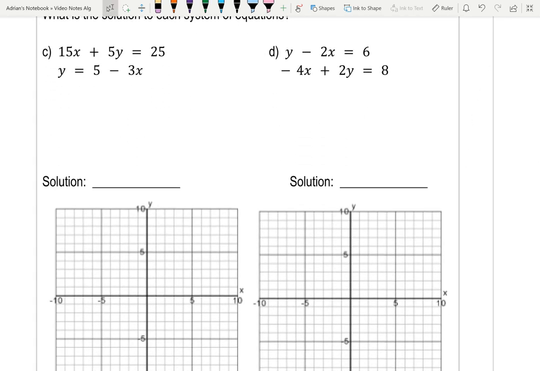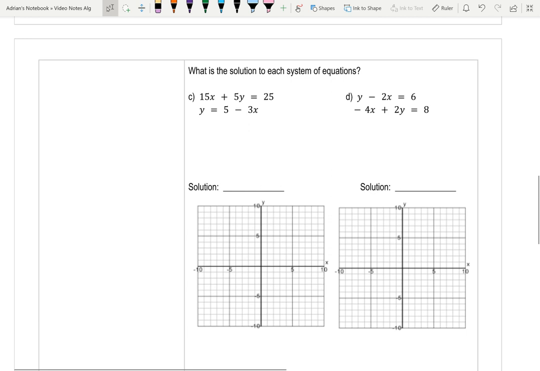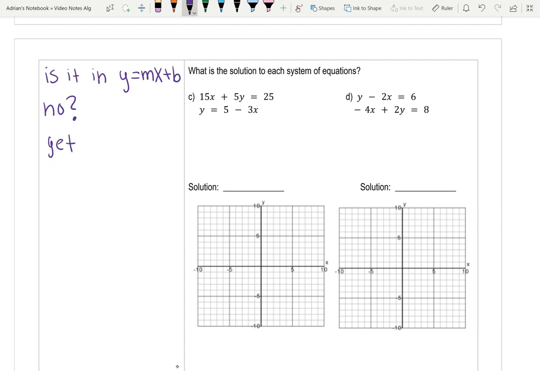Okay, next we're going to practice when we have some that are not in y = mx + b form. So you always want to check, is it in y equals mx plus b? So is it in slope-intercept form? If it's not, we have to get it in that form. So we want to get it so where it says y equals something. So we have to get that y alone.